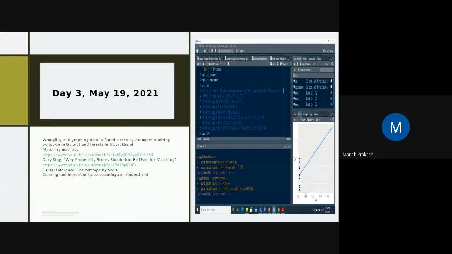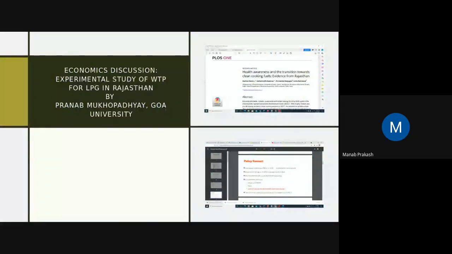So next we'll go to the next session. That was the colleague Pandab Mukherjee. That was the article presented by Pandab Mukherjee, about health awareness and the transition towards clean cooking fuels, evidence from Rajasthan.